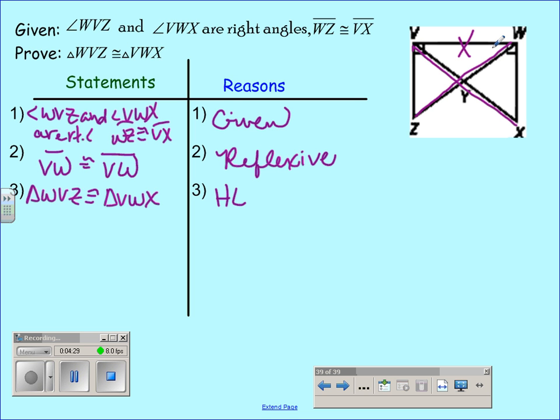So therefore, for that one, that's our reflexive. So VW would be congruent to VW because it's reflexive. And then the triangles are equal because we have a hypoteni and we have the legs, so HL. And that's the really short version of what all hypotenuse leg is about.